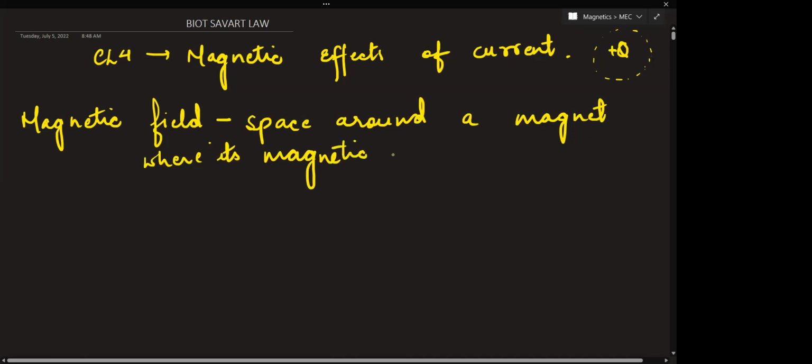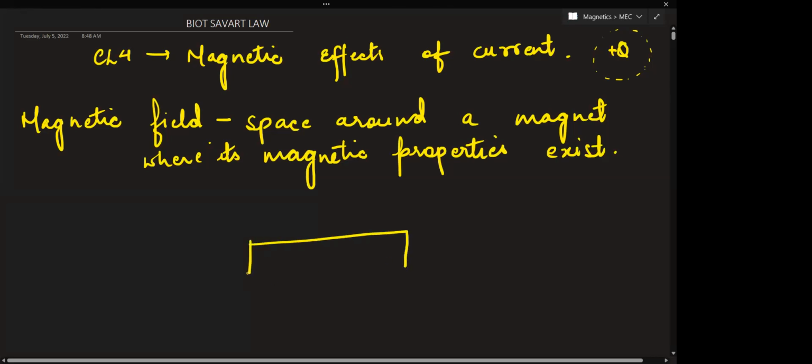Magnetic properties exist. Now, one major point of difference that will come afterwards also when we study monopoles and dipoles.